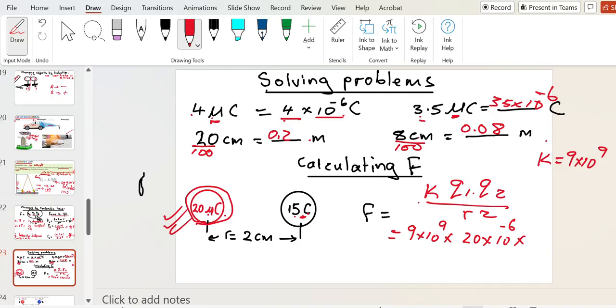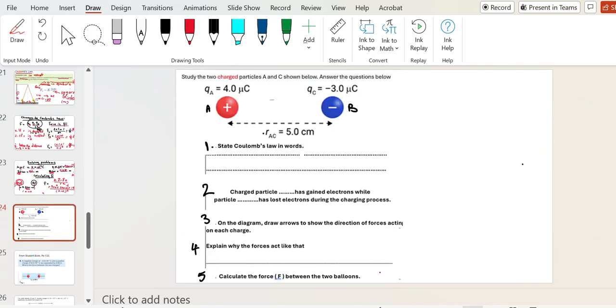There is no micro, so I just take the number 15, divide. What is R? R is this distance. 2 centimeters divided by 100, 0.02. So it's 0.02, and it should be squared. 0.02 squared. Tell me what you get from your calculator. We will do this one together. Okay? For further practice again.